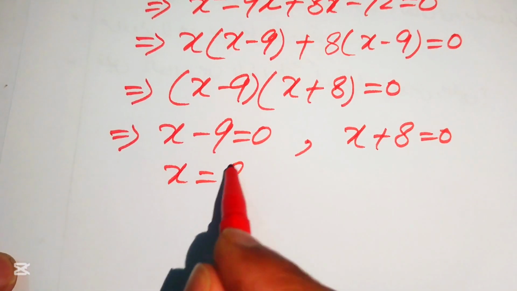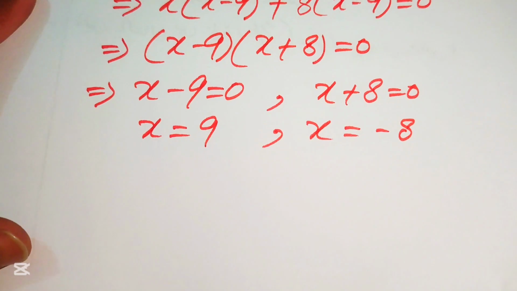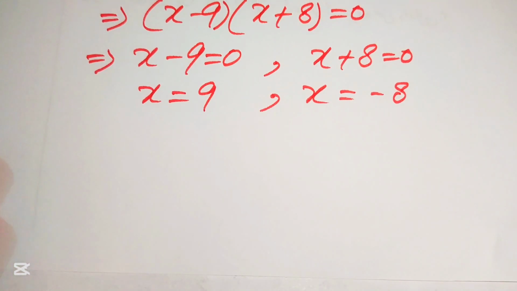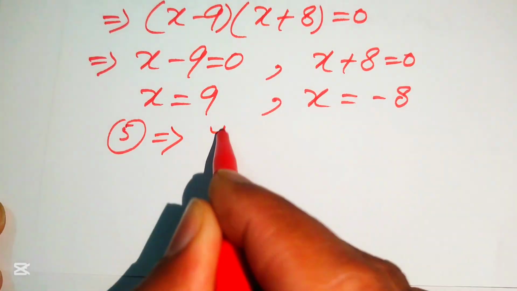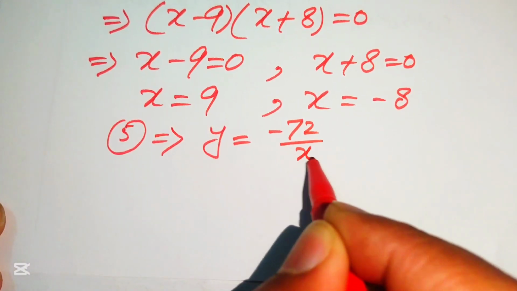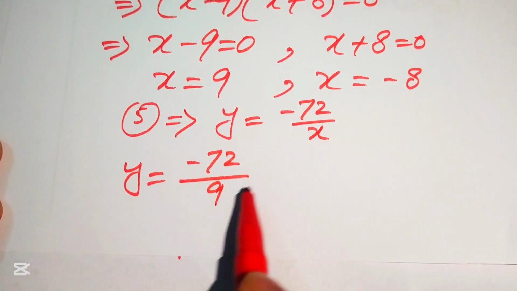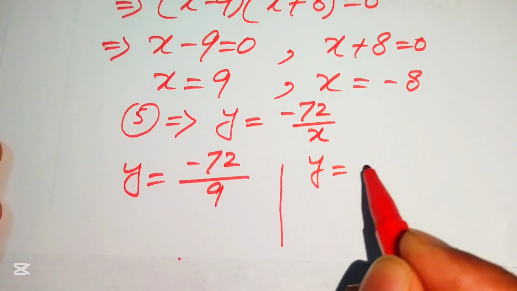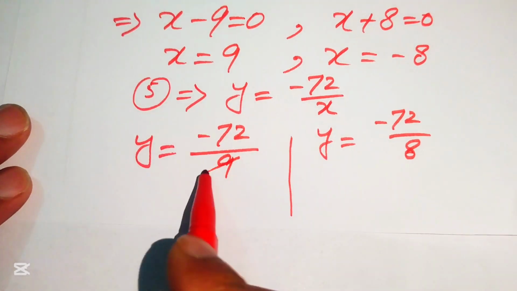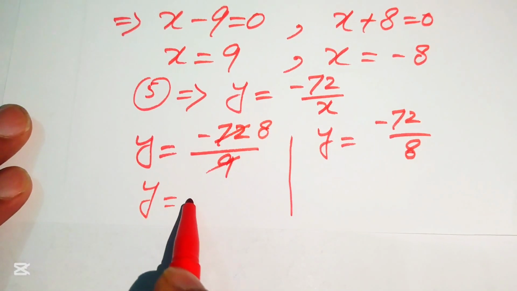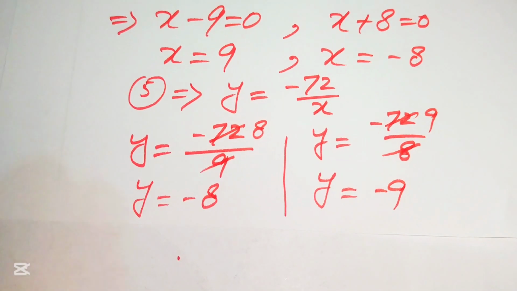So here we get the value of x equals 9, and here we get the value of x equals minus 8. So these are the two values of x, and now from these two values of x we will find the corresponding values of y. In order to find the values of y, we will copy down equation number 5 here. It is y equals minus 72 over x. So when you put this value of x here, it will be written as y equals minus 72 over 9, and when you put this value here, it will be written as y equals minus 72 over 8. So here 9 8s are 72, and we get y equals minus 8, and here 8 9s are 72, and we get y equals minus 9.